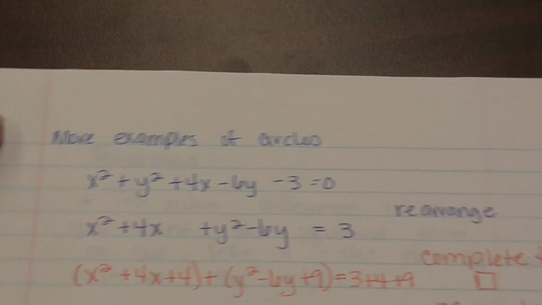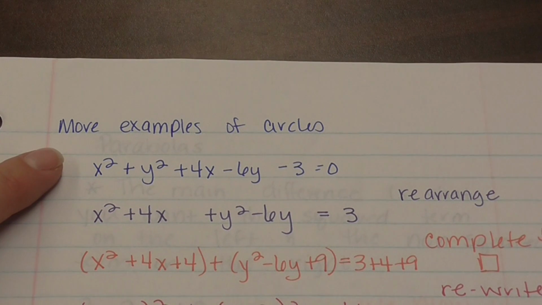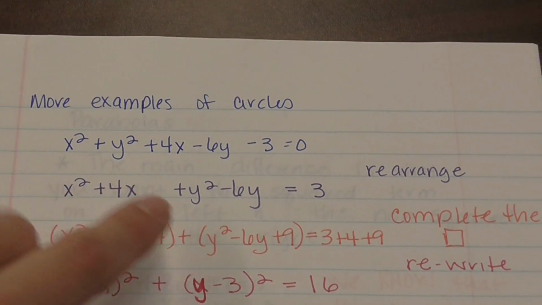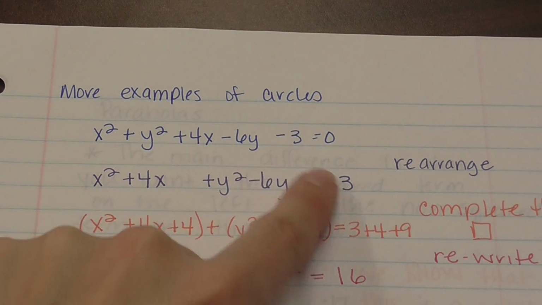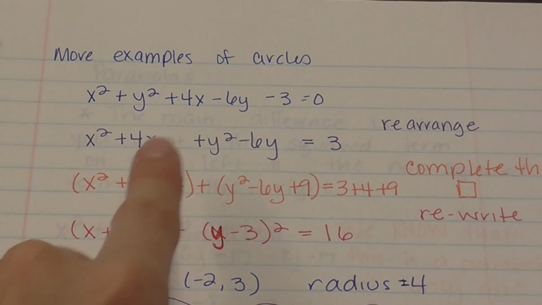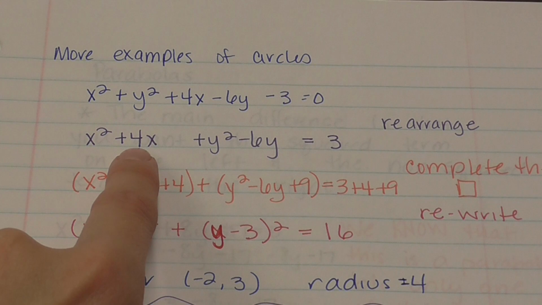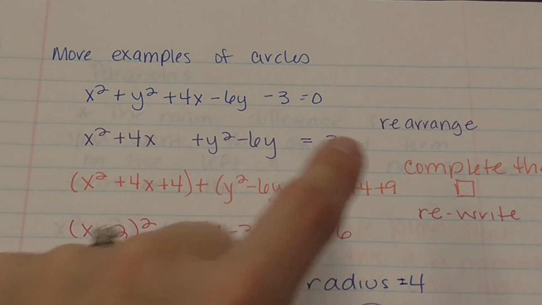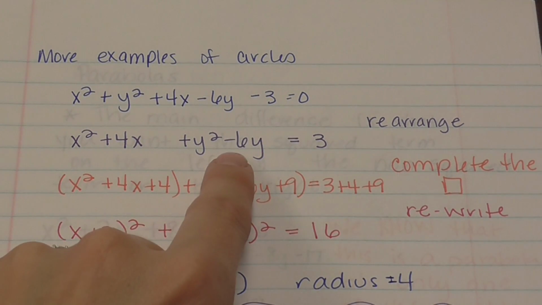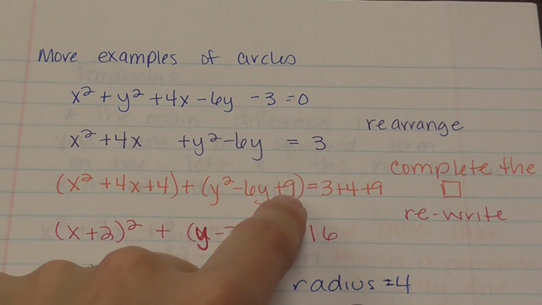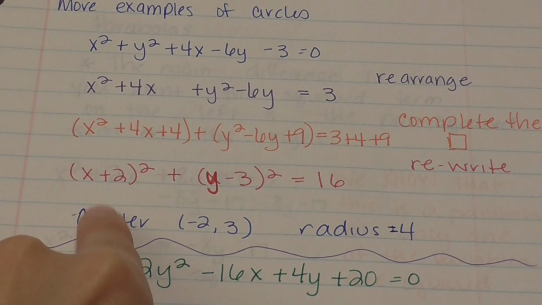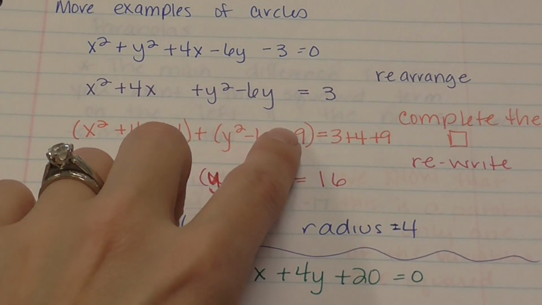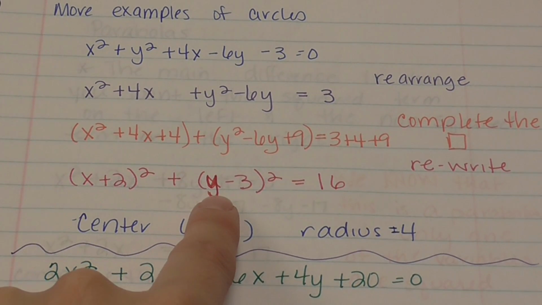Okay, so here's another example. The first thing I'm going to do is rearrange where my x's are together and my y's are together, and I'm going to move the negative 3 to the other side, making it positive. All right, I'm going to complete the square. So half of 4 squared is 4. If I add it here, I add it there. Half of negative 6 is negative 3, squared is 9. If I add it here, I add it there. So this is the same thing as x plus 2 squared. This is the same thing as y minus 3 squared.